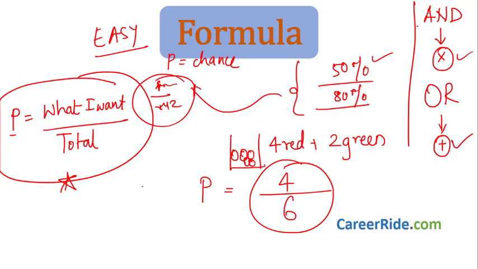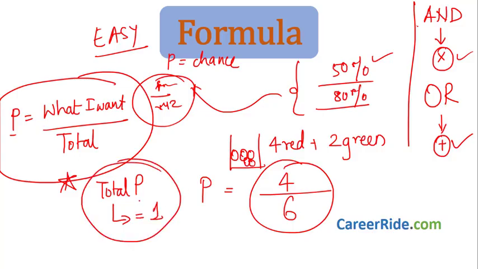Now what we know, probability is what I want upon total, right? What is total probability? Total probability will always be equal to 1. Why is it always equal to 1? Let us see. Okay, take this example only. What have we written? If you want to select a red ball, okay, there are only 2 types of balls, red or green. So whenever we pick a ball, it can either be red or it can be green, correct? What is the probability of selecting a red ball? We have found out 4 by 6.